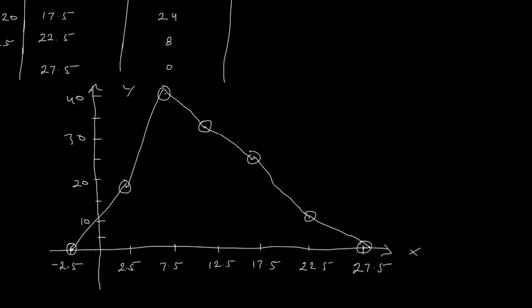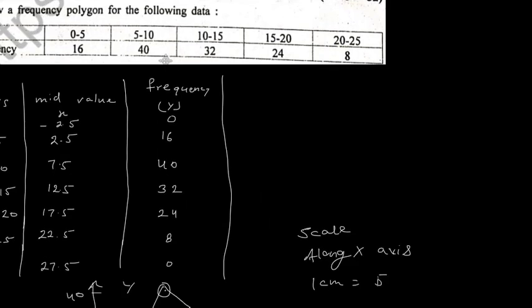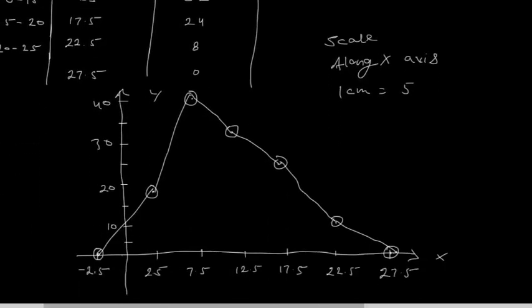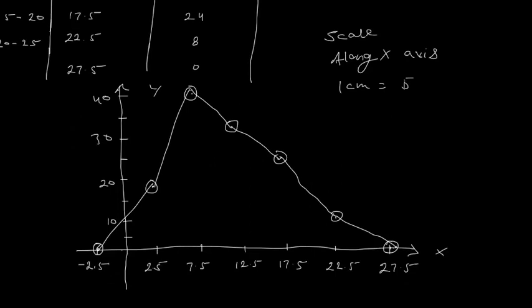If you want, you can write here the scale. Along the x-axis, 1 centimeter is equal to 5. What values are indicated along the x-axis? Class. So class means the class interval is given, so write 5 units. That's it. And along the y-axis, 1 centimeter is equal to, here also we have taken 5 units.